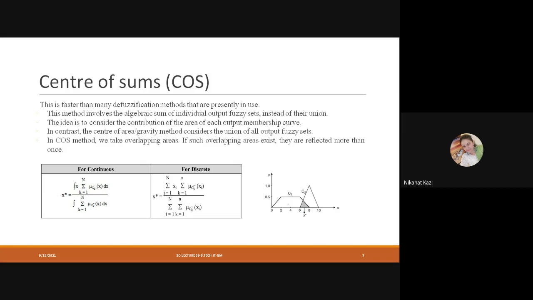Okay, it is faster. The problem with this is that this is counted twice. So since it is counted twice, the estimate is slightly off, okay, for the defuzzified value. So that is a drawback of center of sums. So individual areas are computed and the centers are computed, and then overlapping areas are considered every time. So more than once they are reflected. So this is center of sums.